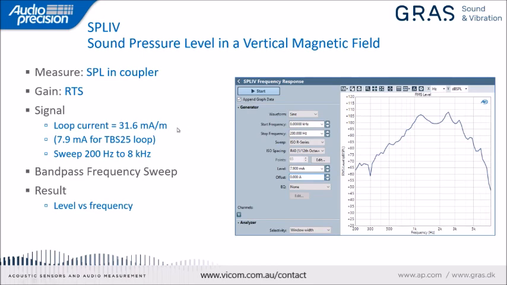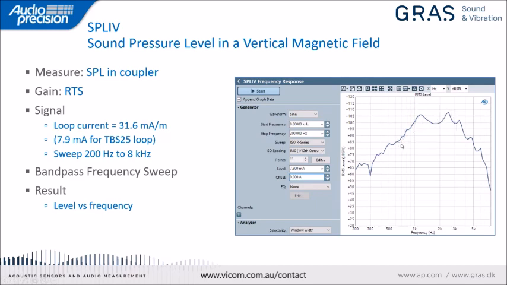Now the loop current required in the standard is 31.6 milliamps per meter, and the amount of current depends on the length of the loop. In the test box that I'm using today, that corresponds to a current of 7.9 milliamps. This is a sinusoidal signal, and it's swept from 200 hertz to 8 kilohertz, and you produce a graph of level versus frequency as shown here.